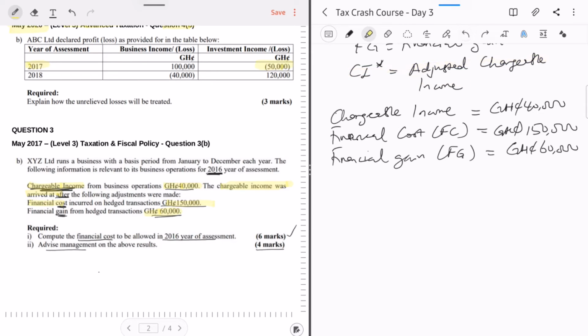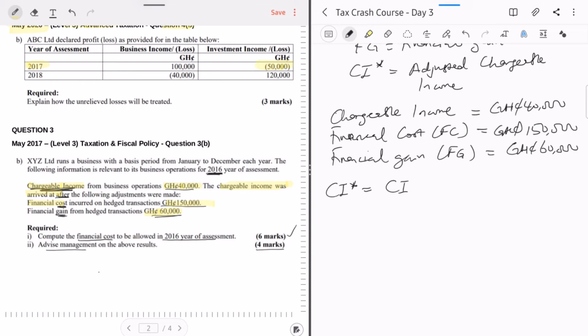So let's find that. Our CI star is essentially going to be our CI, which is our chargeable income. Take note that to arrive at chargeable income, what would you do? You would have added finance gain and deducted finance cost. Normal P&L, right? You add income and less expenses. So if you want to reverse, you will deduct the gains and add back the cost.